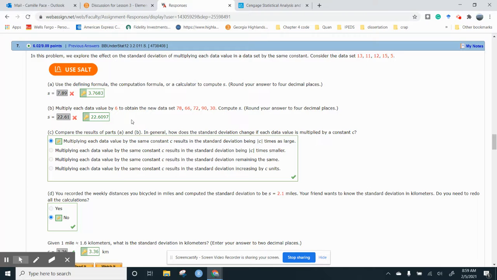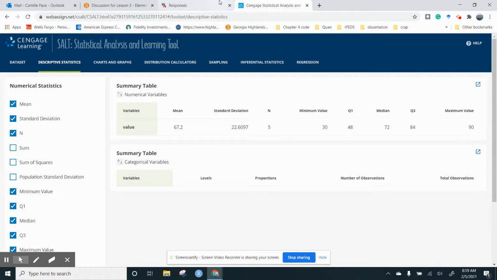Okay, so what does that mean? It means when I multiply every value in a data set, the data set will increase by that much. All right. So think about that. And it also means my standard deviation will increase by that much. So that's a way to think about it.